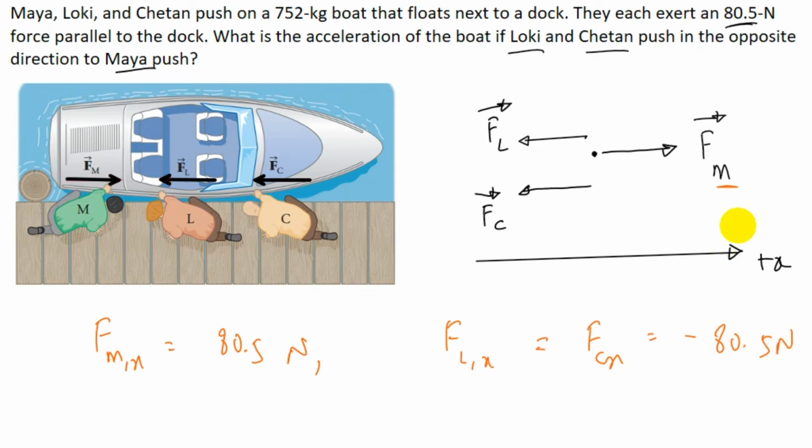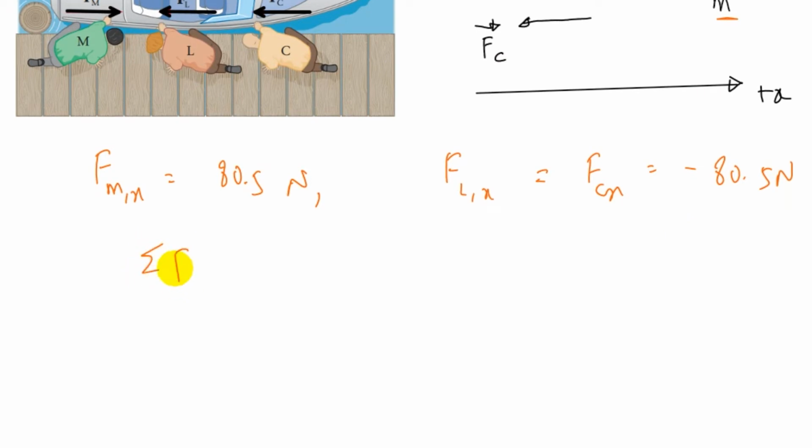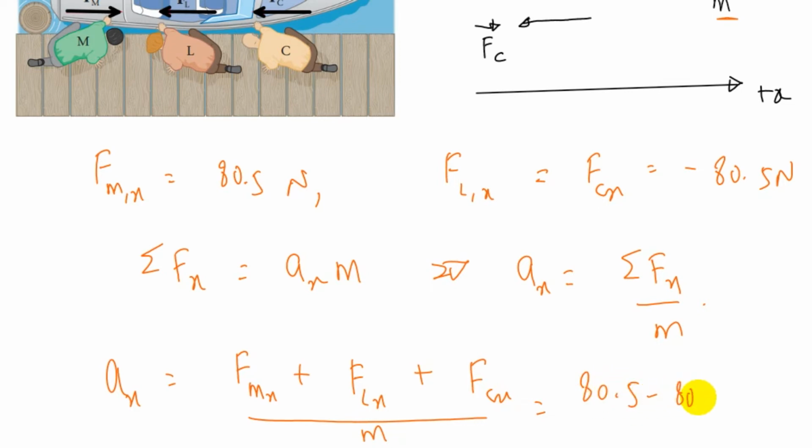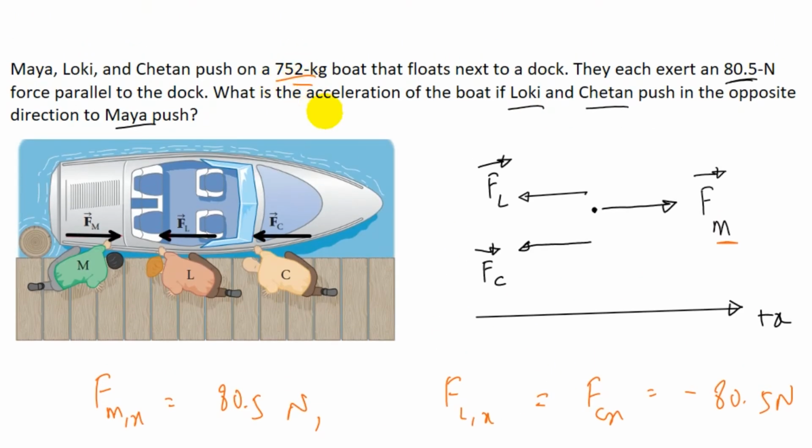Now apply Newton's second law of motion. So sigma Fx is equal to the acceleration in the x direction times m, or we can write that the acceleration would be sigma Fx divided by m, right? So the acceleration we need to find is equal to sigma Fx, we have Fmx plus Flx plus Fcx divided by m, and that would be plus 80.5, then minus 80.5, then again minus 80.5, divided by mass. Mass we are given to be 752 kgs.